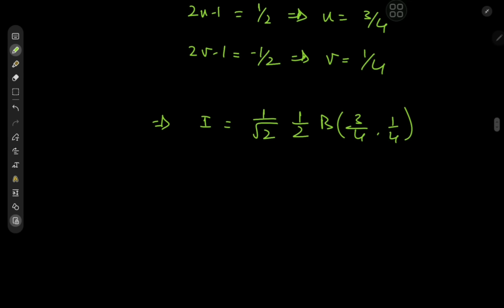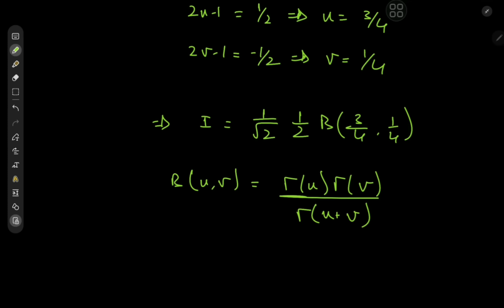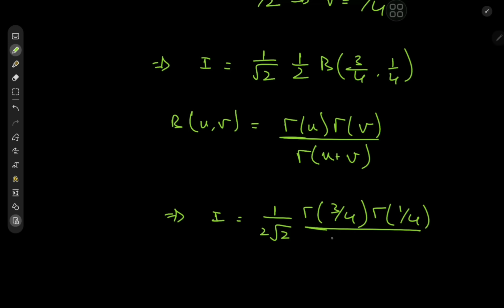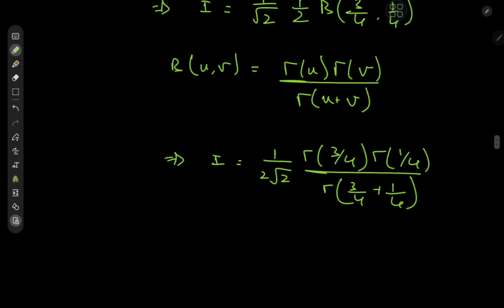And we know the relationship between the beta and the gamma functions. So we have beta u and v equal to gamma u times gamma v divided by gamma u plus v. And this implies that the target integral I equals 1 by 2 root 2 times gamma 3/4 times gamma 1/4 divided by gamma 3/4 plus 1/4, which is 1, and gamma 1 is itself equal to 1. So we can write this as 1 by 2 root 2 gamma 1/4 times gamma 3/4, which is 1 minus 1/4.